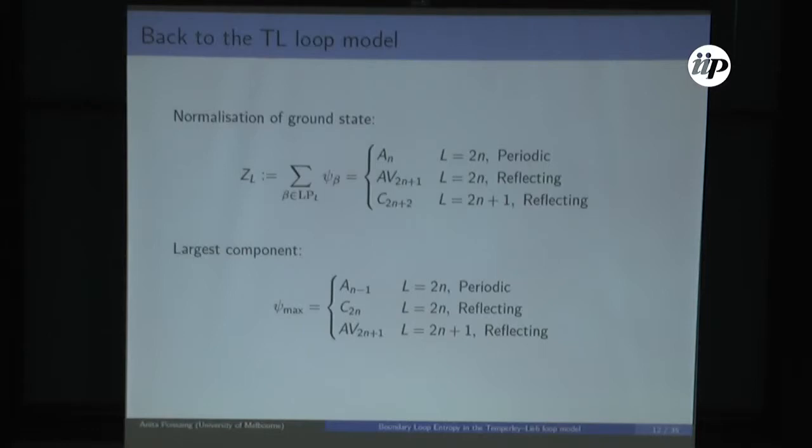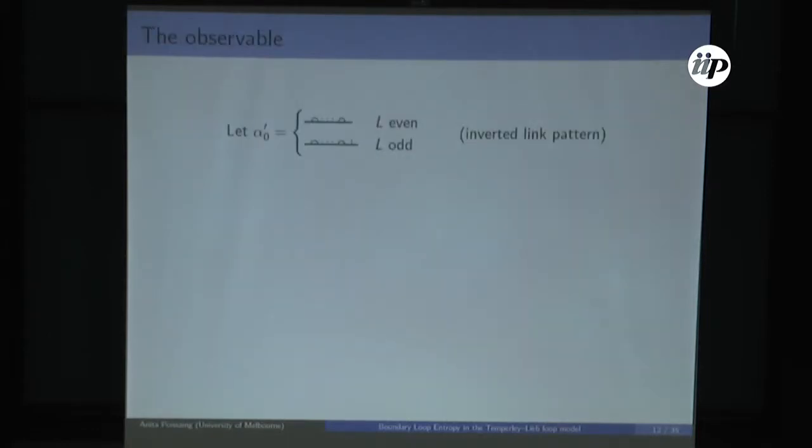Okay, so there's the combinatorics. So that was the introduction to the loop model. So now what I'll do is define the observable that we've been working on, and then hopefully show you some of the results we've gotten. Okay, so what are we doing?